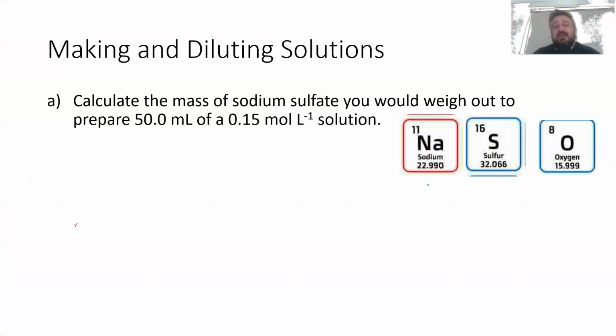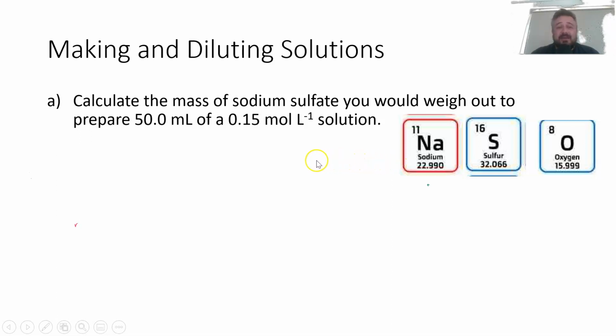So our first question here is about making and diluting solutions. We start with: calculate the mass of the sodium sulfate you would weigh out to prepare a 50 milliliter solution, or 0.050 liters, of a 0.15 moles per liter solution. This means that's how many moles are dissolved into every liter. We like to use moles because it gives us consistent ratios when we're talking about chemical reactions and equations. We can see here that I've put the tiles up from the periodic table to give us the information.